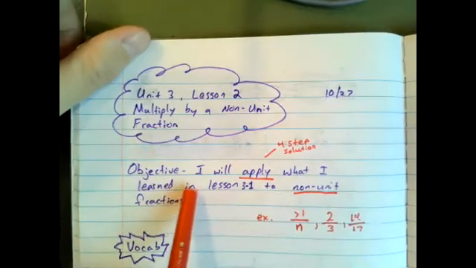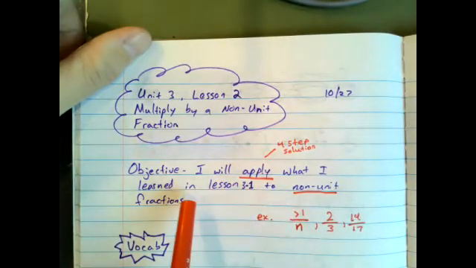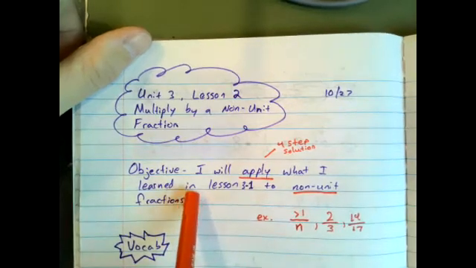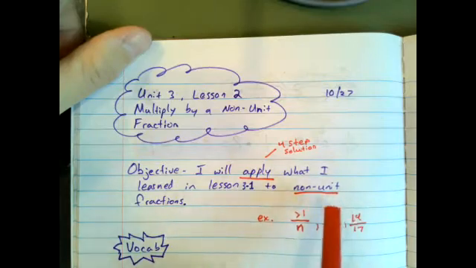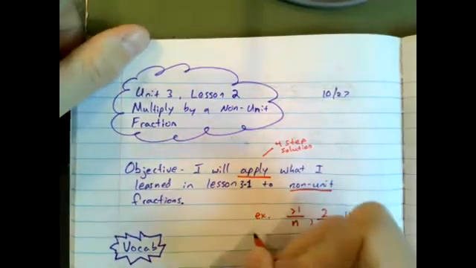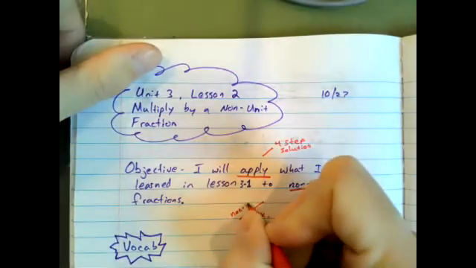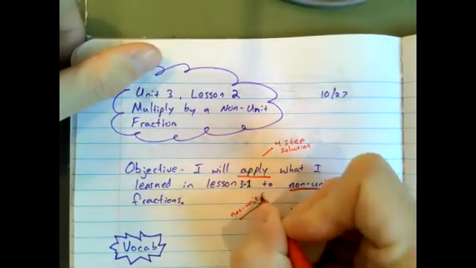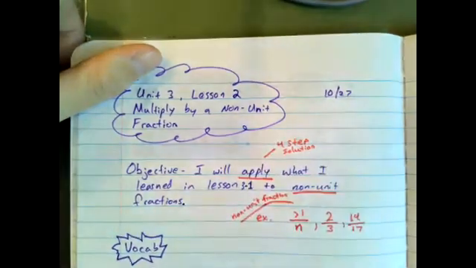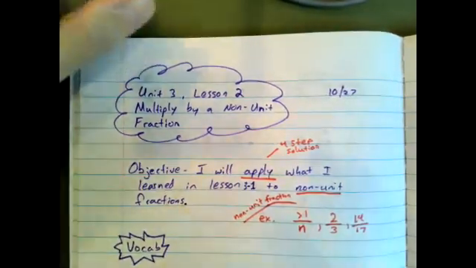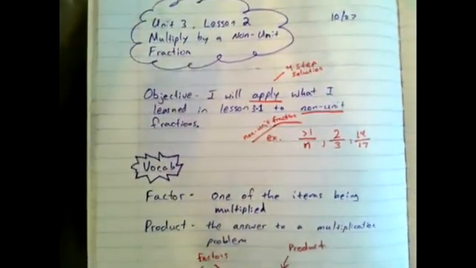All right, let's read that objective together. I will apply what I learned in lesson 3-1 to non-unit fractions. And let's put this on here, non-unit fraction examples. All right, I'm going to move on down. Our vocab is pretty easy today.